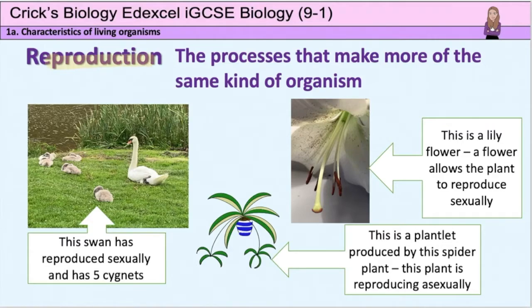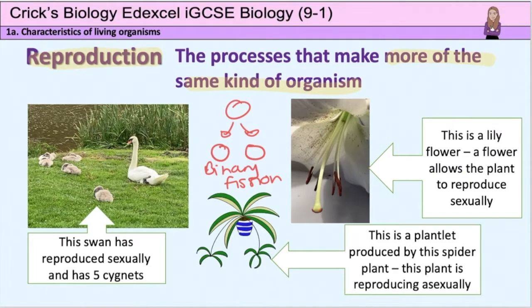Reproduction is the process that makes more of the same kind of organism. In other words, the making of a new organism from an existing organism. The simplest form of reproduction is the division of one cell into two. Bacteria reproduce in this way, and it is called binary fission, binary meaning two and fission meaning split. For large multicellular organisms, reproduction is more complicated than a single division of a cell. Reproduction can occur sexually or asexually.